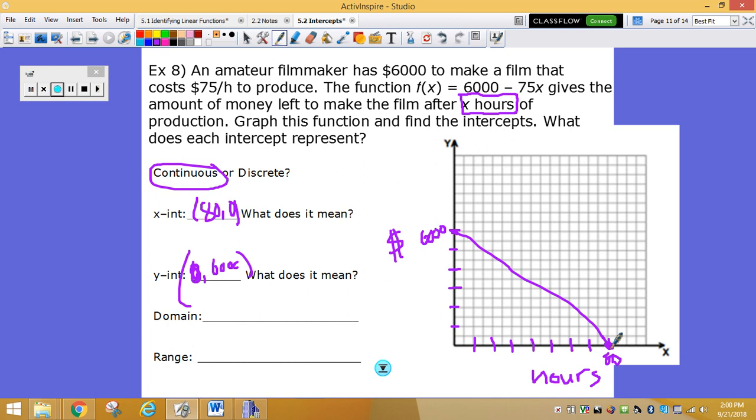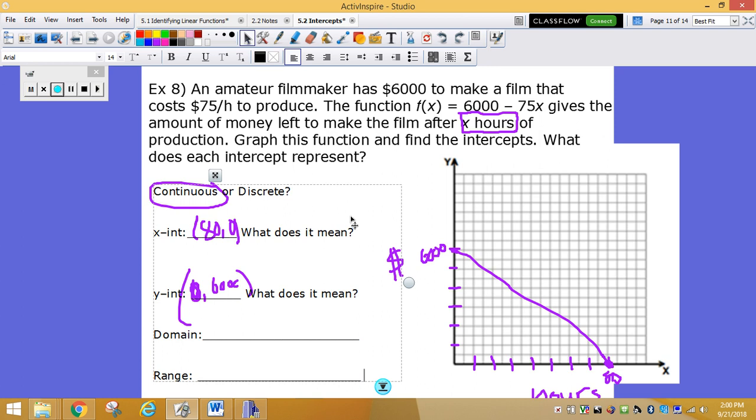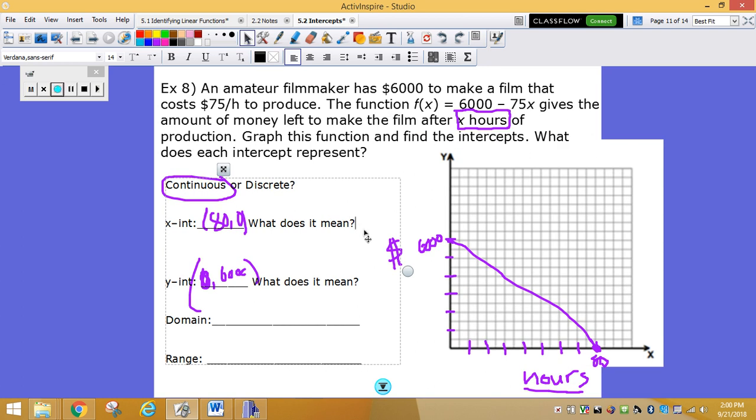So there's my graph. What does it mean? Okay, again, I want to look at the words. So I'm talking about hours. I'm talking about 80. I'm talking about money and buying someone and running this. What am I doing? Hours of production. So what does 80 mean? Again, it doesn't have to be word for word, but something along these lines.